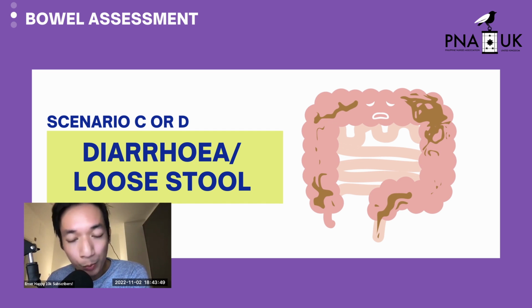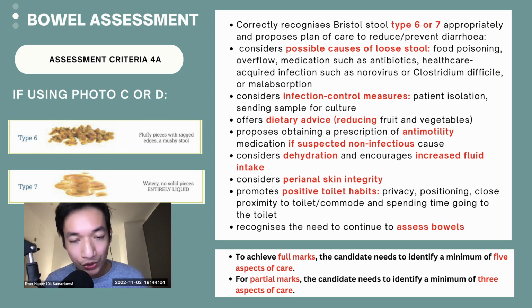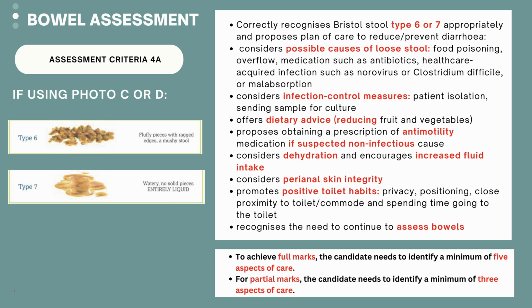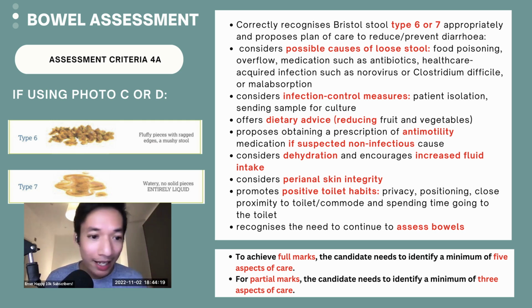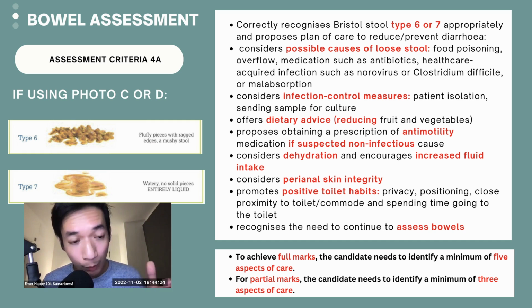All right, we will now proceed with the next 2 scenarios. Okay, so the next 2 scenarios talk about diarrhea and loose stool. On your screen, it says here, correctly recognizes Bristol stool type 7 or type 6 and proposes plan of care to reduce or prevent diarrhea. Okay, so it's telling us that on the examination, the possible types that you might be seeing are either 6 or 7, and that is it.